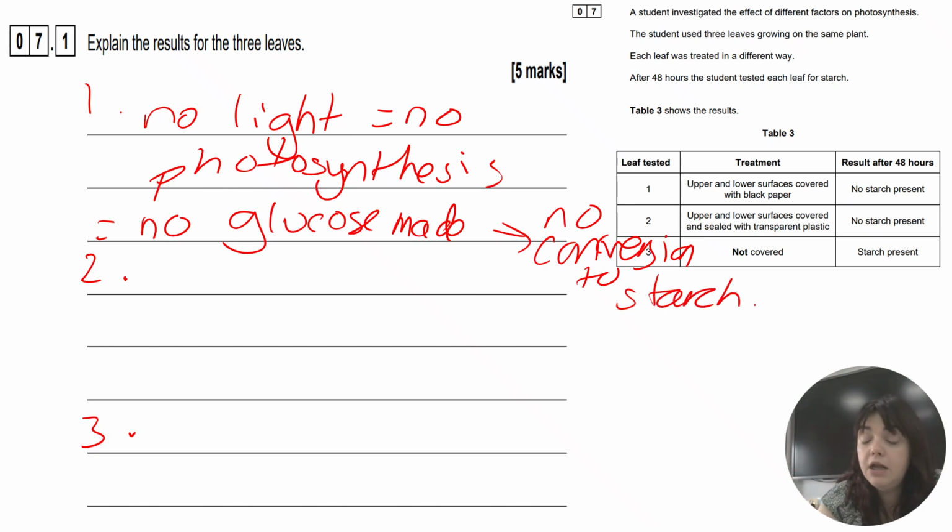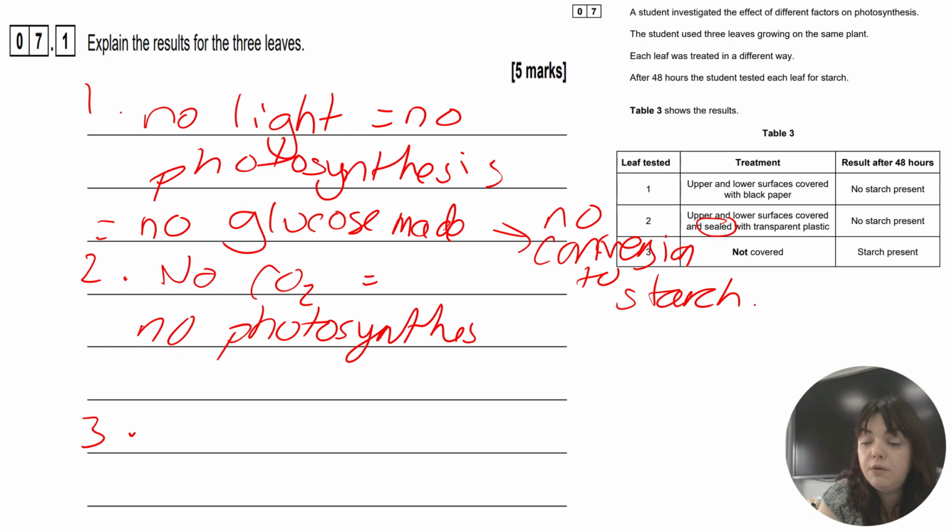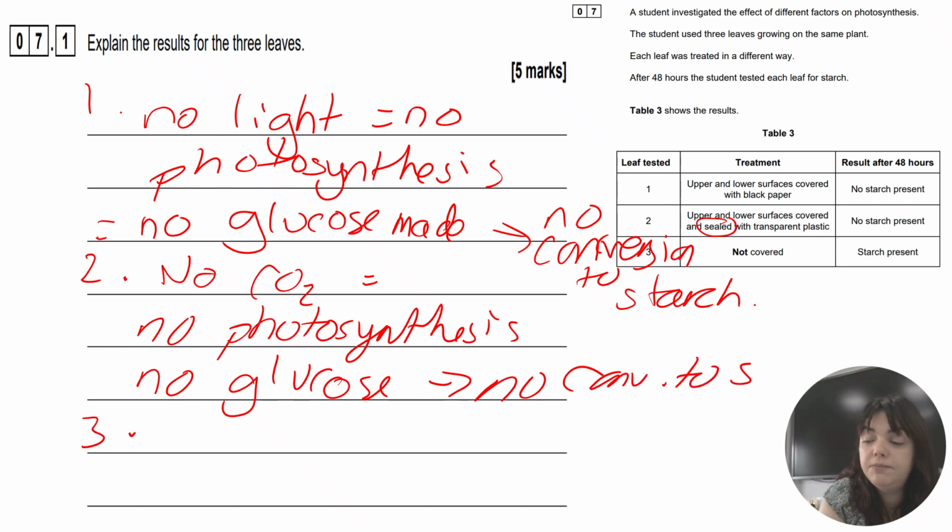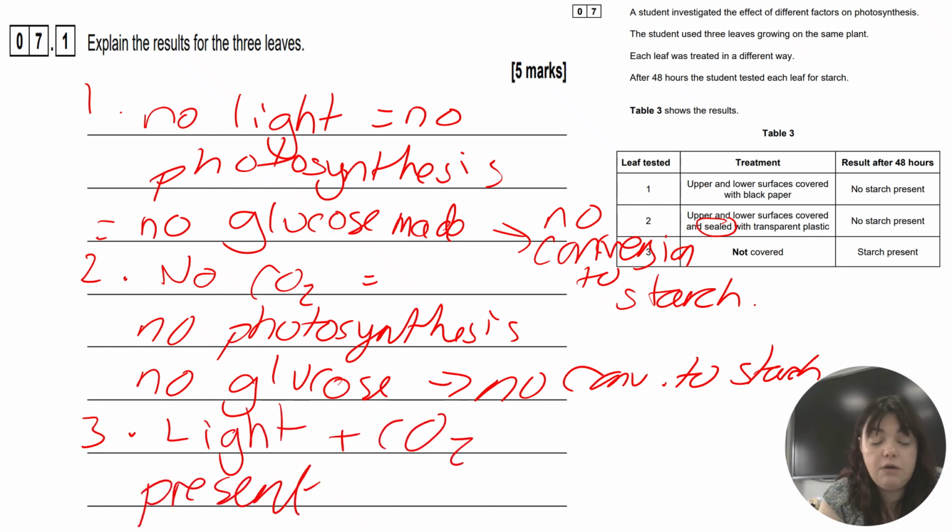Okay, right, number two, we've got light this time, but because it has been sealed, okay, there's no CO2, which equals no photosynthesis. Okay, which means no glucose, which means no conversion to starch. Okay, and then finally, three, light and CO2 present, okay, which equals photosynthesis.